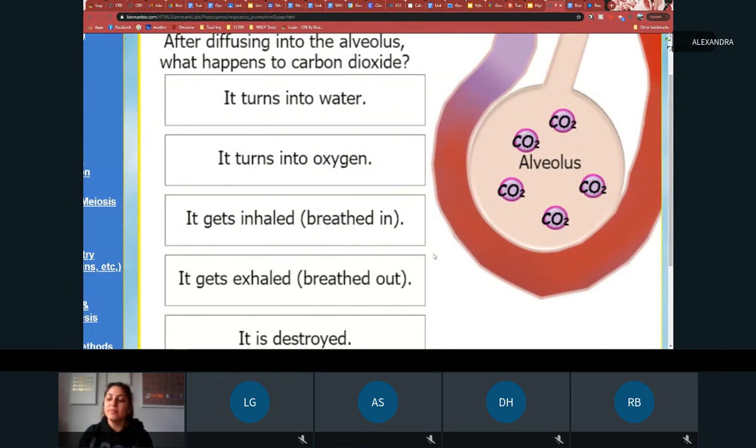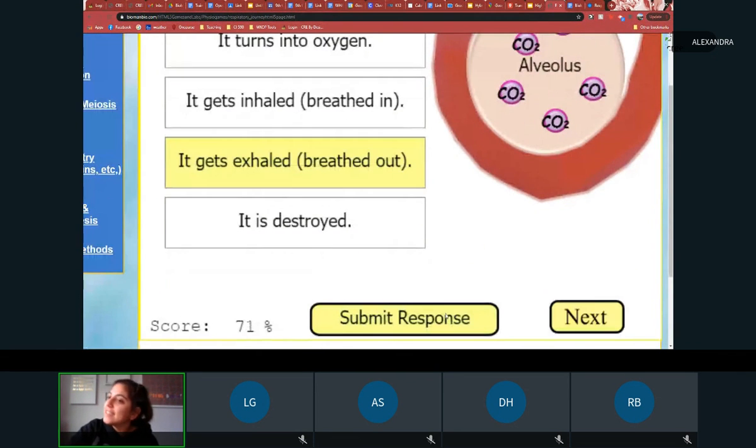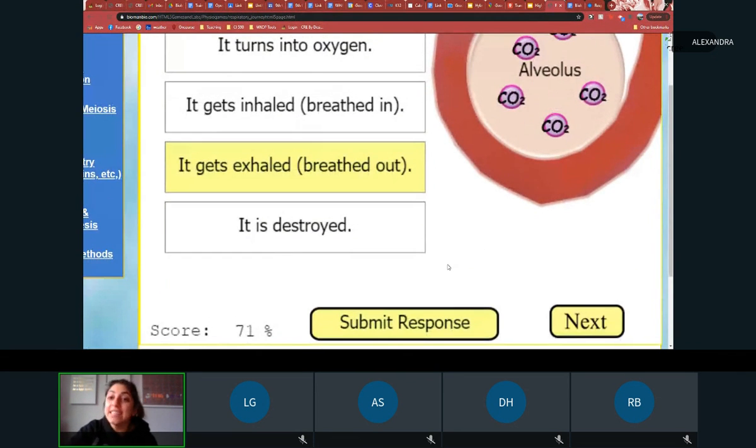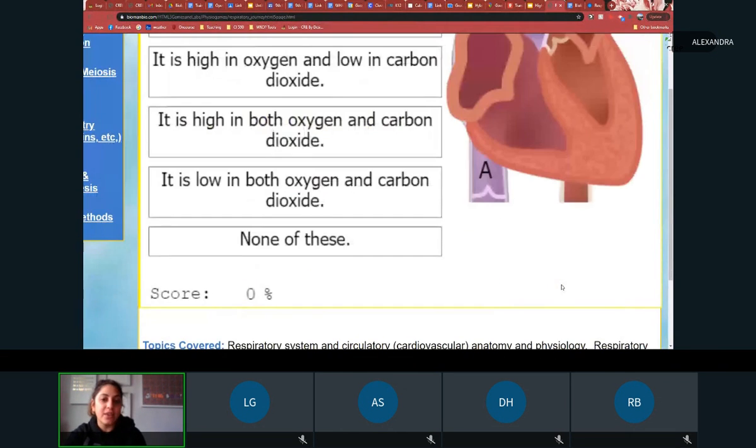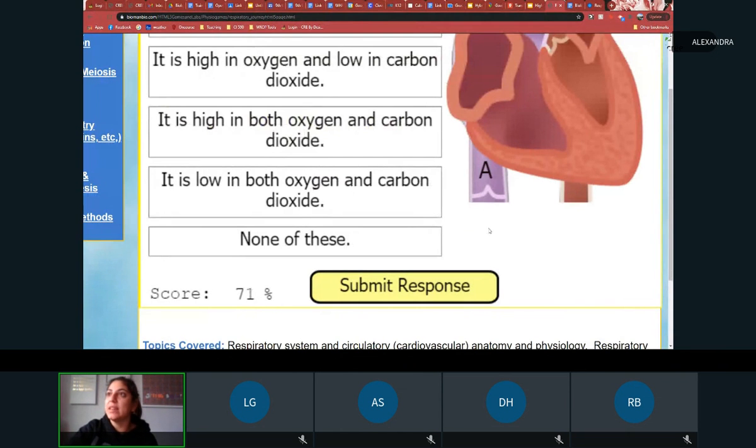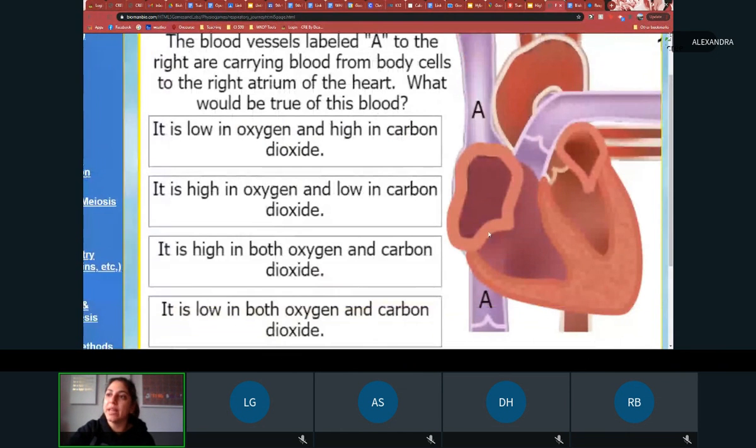Okay. Good. Yes, exactly. It gets breathed out, right? That makes complete sense. It's in the alveolus, and now we're going to breathe it out. Now, this one is going to be a little tricky.